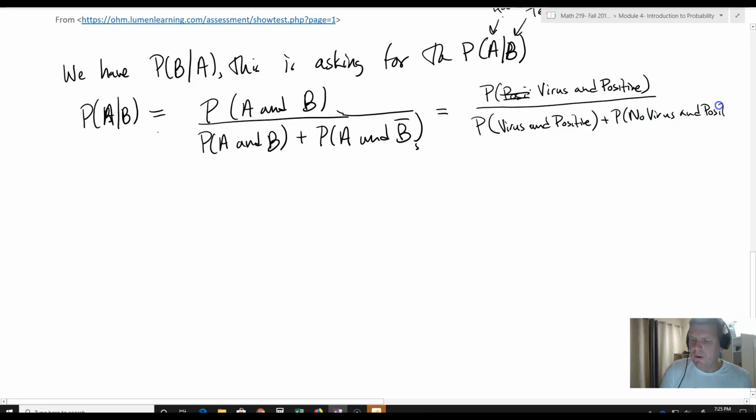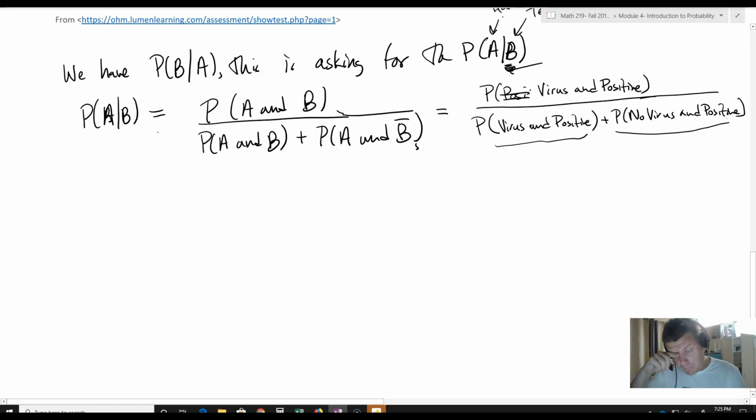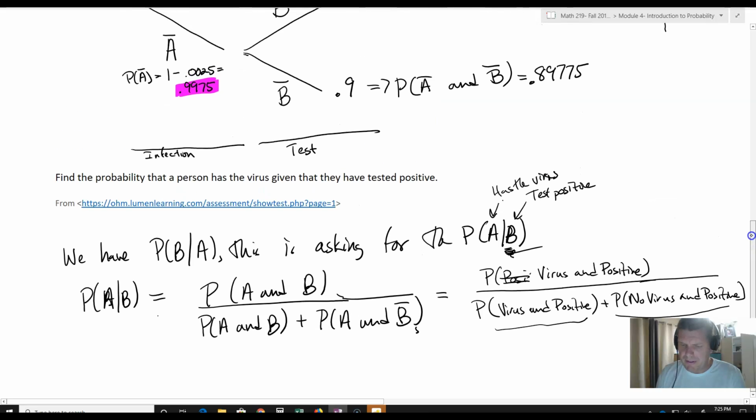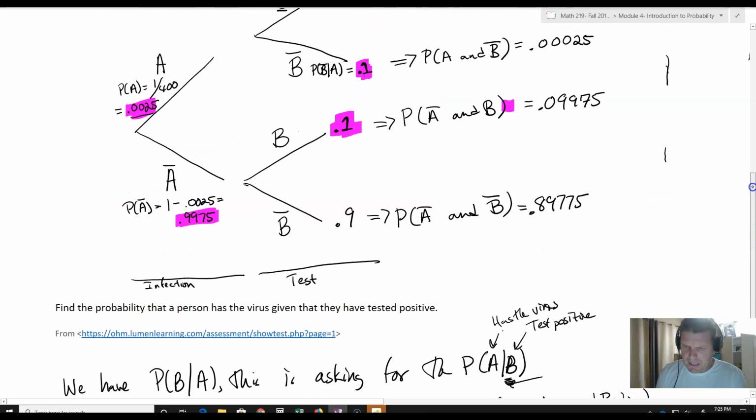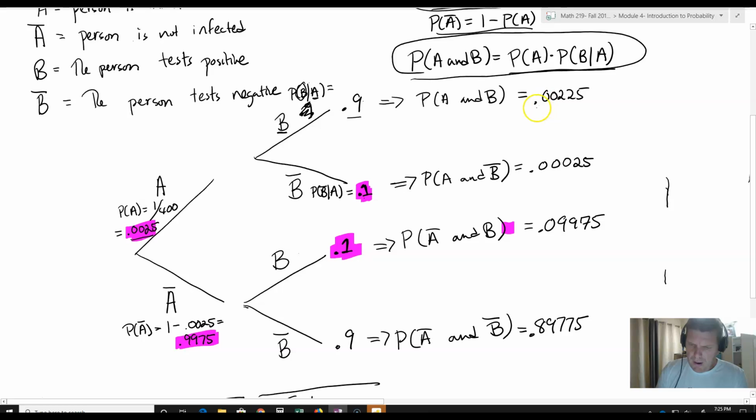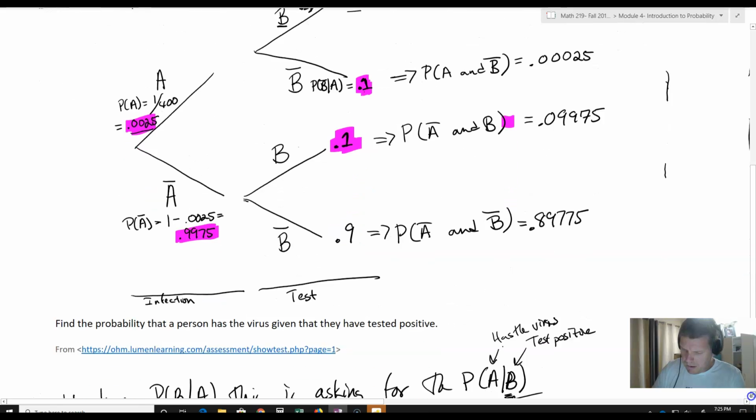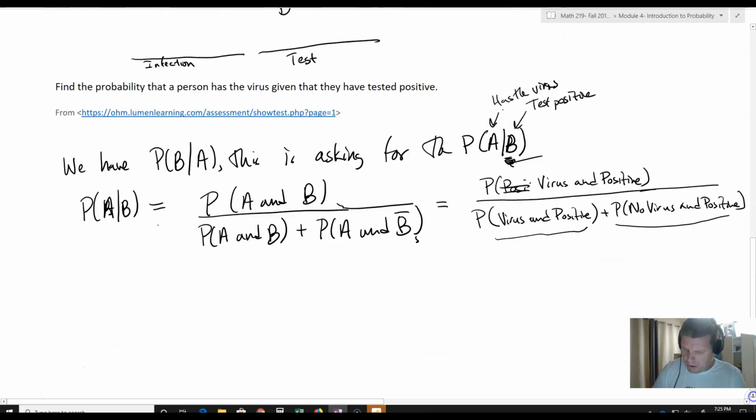So all I'm looking at here is all the different positive ones, right? Because I'm looking for the condition if they're positive. And these two, virus and no virus with the positive, are all the occurrences where we have something that's positive. So if I look here, 0.0025 and 0.09975, those are our two values.